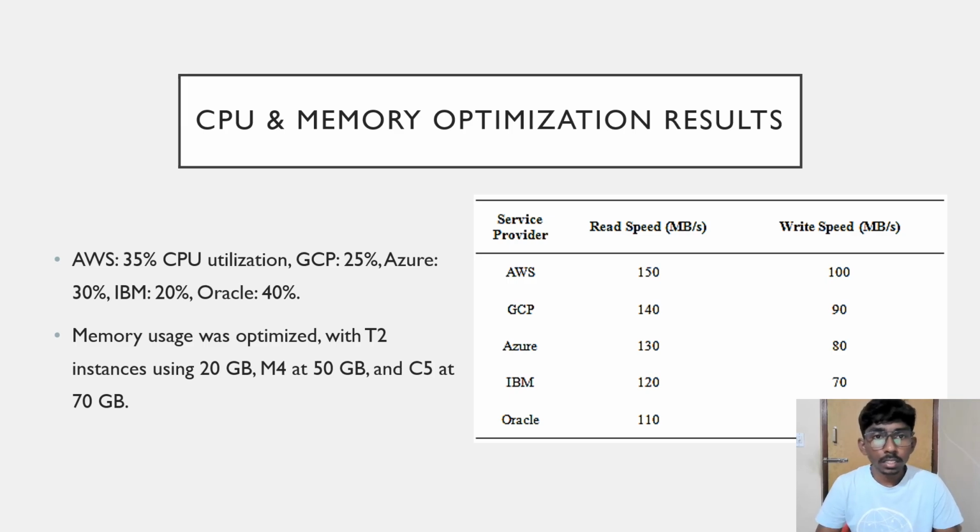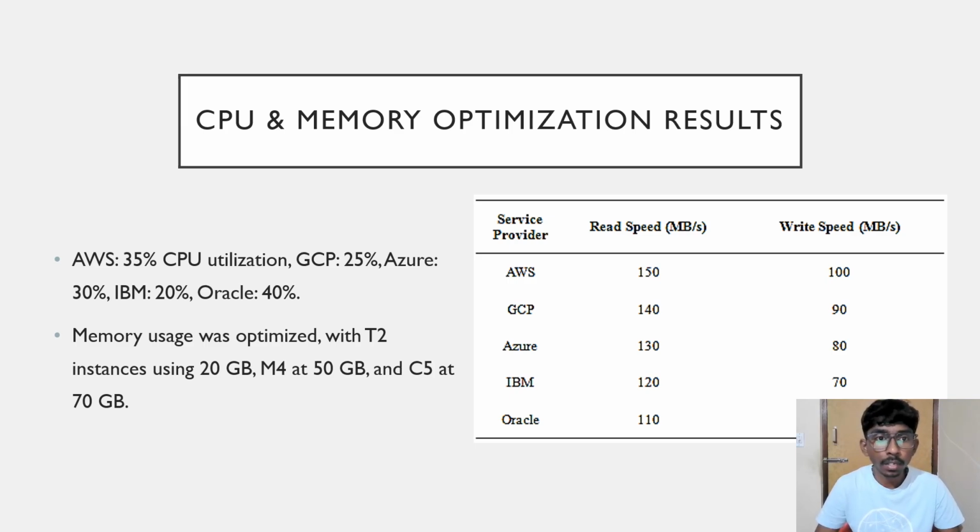So in this slide, you can see the CPU and memory optimization results. Like after seeing all the results, they tried to optimize the amount of storage used, or the read speed and the write speed, by modifying the data access type. And so this was the new result.